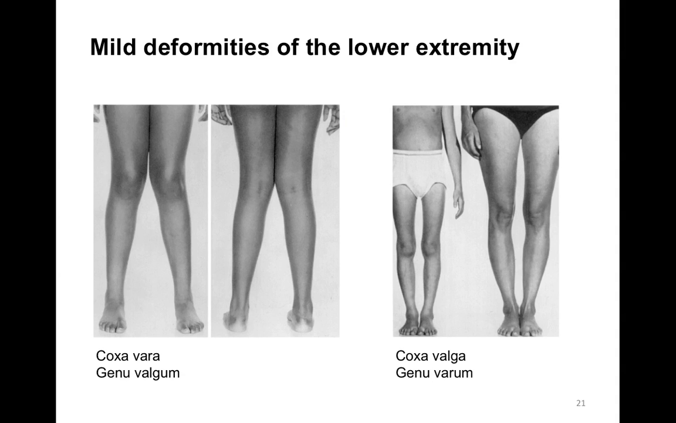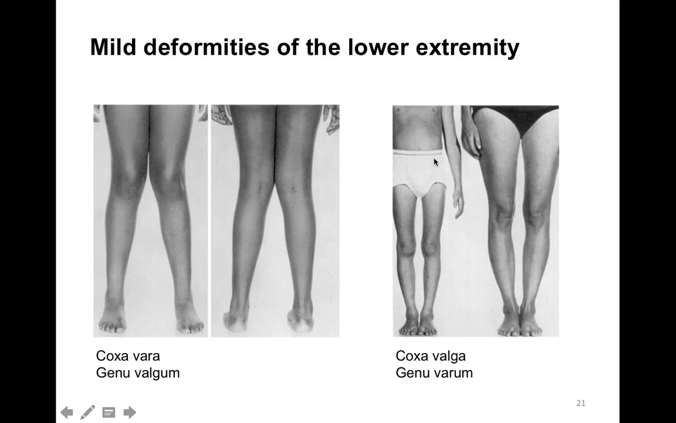Now let's move to a discussion of mild deformities of the lower extremity. I'd like to show you some photos on the left, beginning with a coxa vara and genu valgum. We're not going to be able to appreciate the underlying anatomy for the coxa vara, but I will tell you that genu valgum is the medical term for knock-kneed. And I hope that you can appreciate that in this photo of this individual, their knees are much closer together. This is a genu valgum.